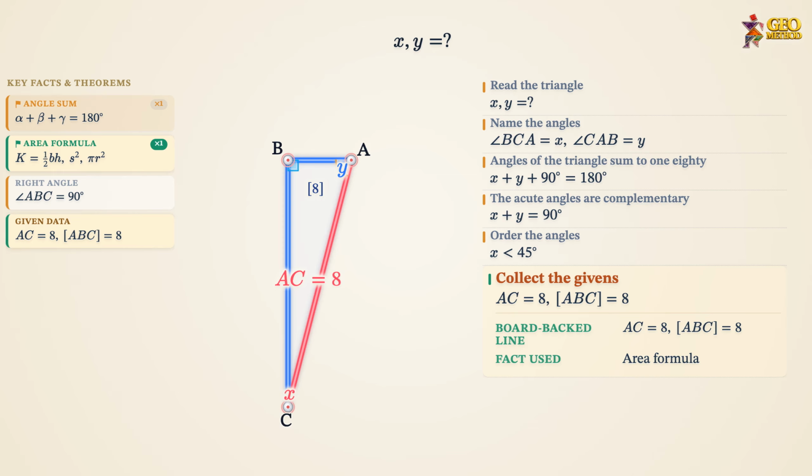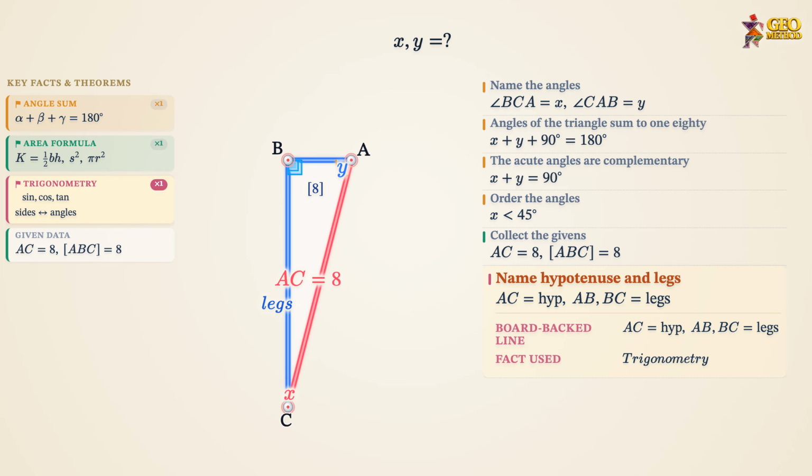Now the measurements. The side AC measures 8, and the area of triangle ABC is also 8 square units. Those two 8s are everything we get. Because segment AC sits opposite the right angle at B, it is the hypotenuse. The other two sides, segment AB and segment BC, are the legs that we will express through the angle x.